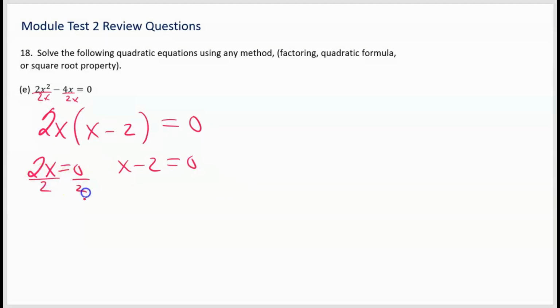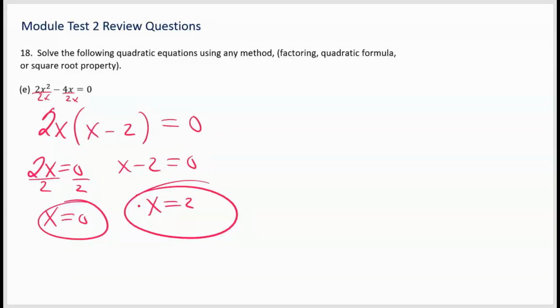To solve for x here, I divide both sides by 2 and get x equals 0. To solve for x here, I add 2 to both sides and get x equals 2. That's my 2 solutions. And remember, we're always looking for 2 solutions. It could be the same number both times. It could be imaginary numbers. But again, 2 solutions for every quadratic equation is what we're after.